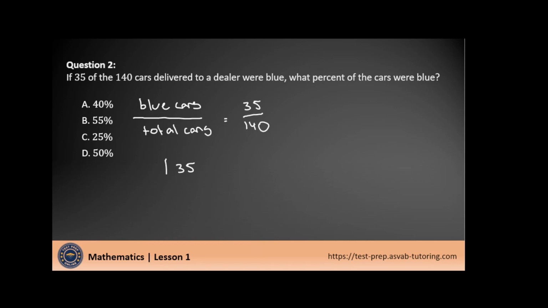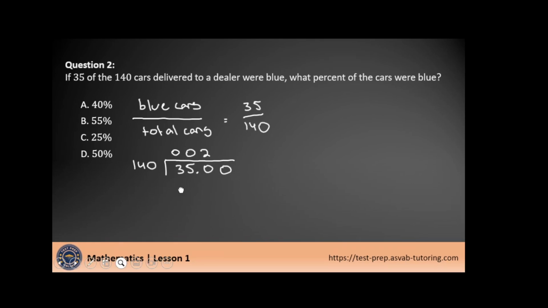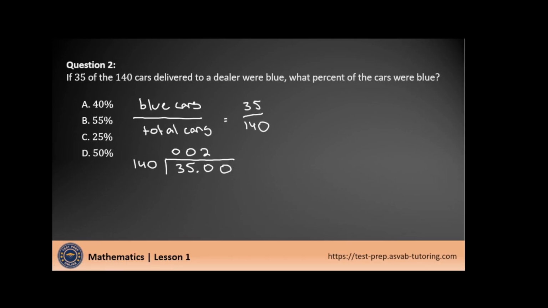35 in the box, 140 outside the box. 140 does not fit inside of 3. 140 does not fit inside 35. Add a decimal and a few zeros here. 140 will fit inside of 350 twice. 2 times 140 would be 280. 350 minus 280 is 70.